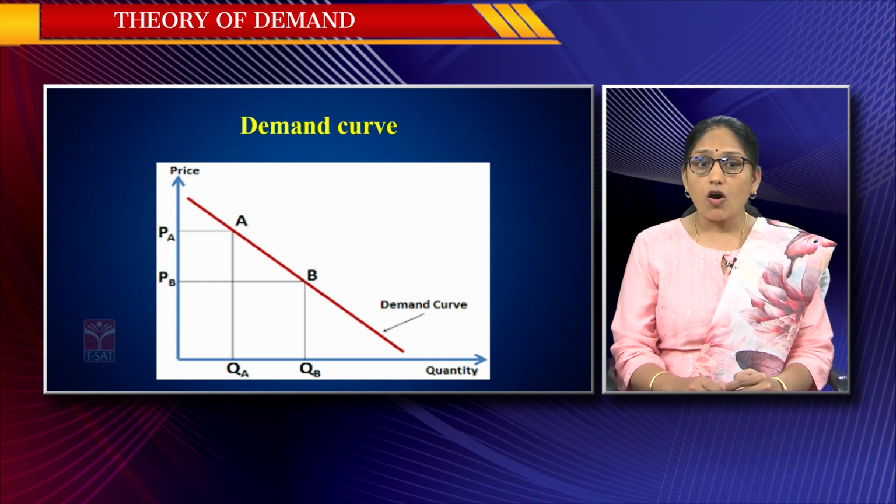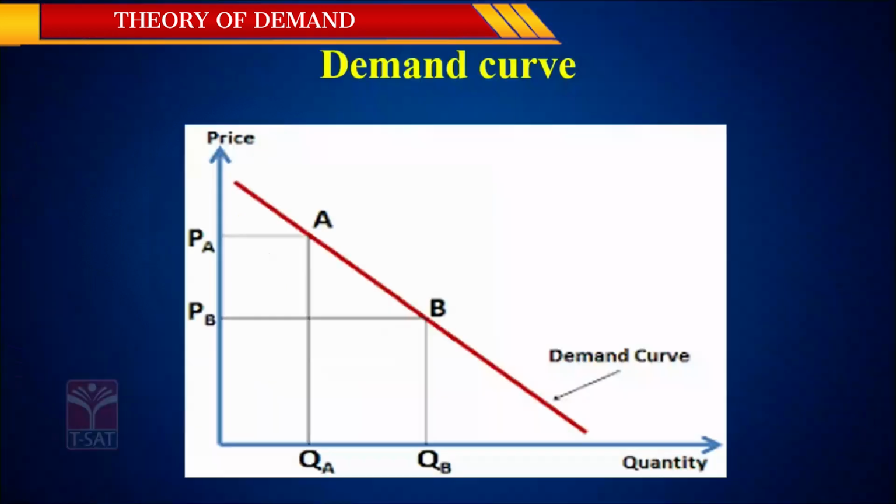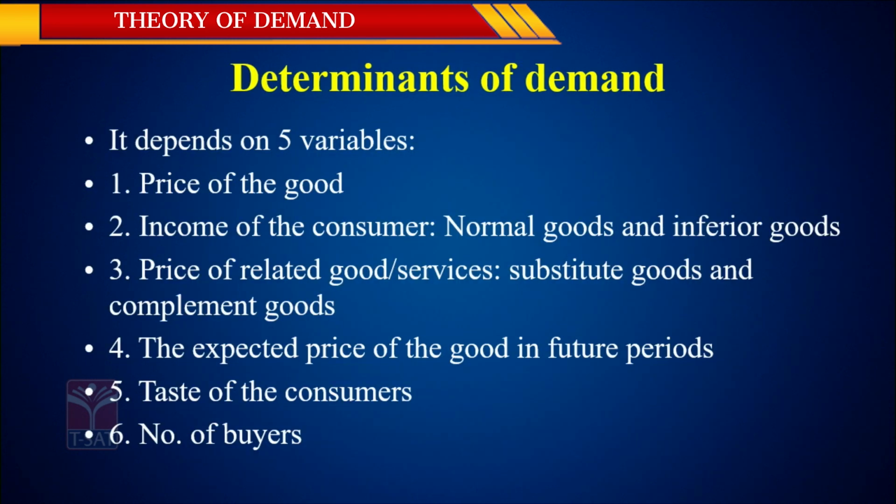In this graph, on the vertical axis, we have taken the price of the commodity, and on the horizontal axis, the quantity demanded by the consumer. Point A represents the price and the quantity demanded by a consumer. At this point, the price of the commodity is PA, and at this price, consumers are willing to purchase QA quantity. When the price declines from PA to PB, the quantity demanded will increase. This is the relationship between quantity demanded and price.